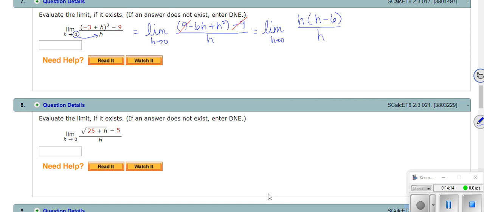So then what do you notice? My h's can cancel, the one that I factored out anyway. So now I've got the limit as h approaches 0 of h minus 6. Now, can I put 0 in for h? Absolutely. This is going to give me 0 minus 6, which is just -6. So that would be my answer on this one.